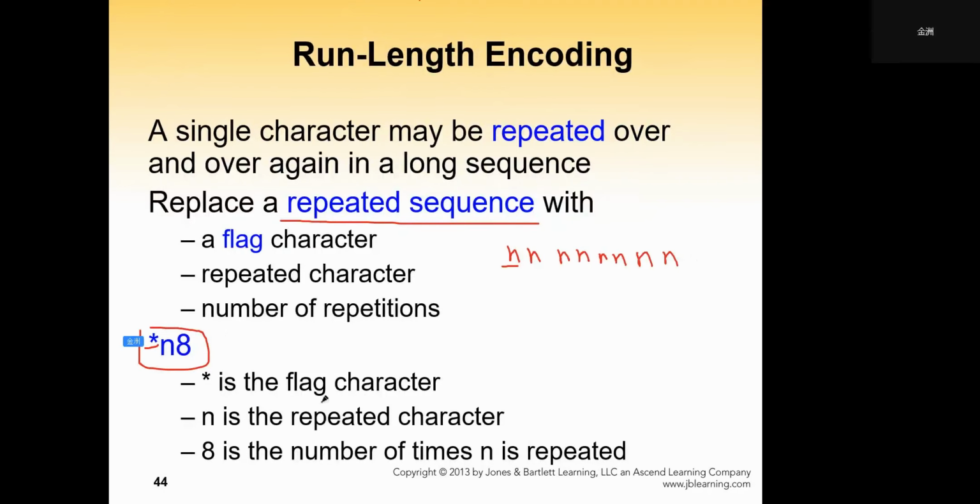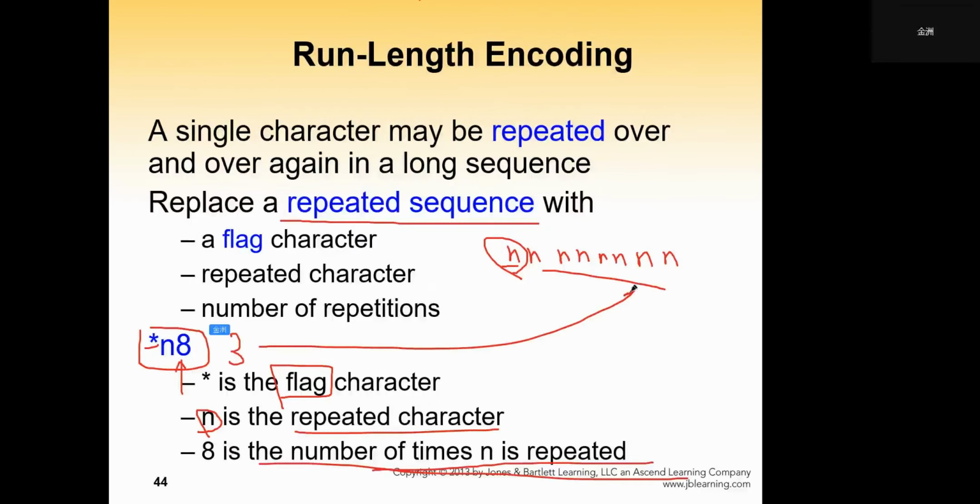We use a star to flag the character. It says that from this star, the following is a repeated character. So it's like a sign, a flag. Then the repeated character would be n, so we mark this one and the repeated character. And we use a number to represent how many times it repeated. Suppose it is 8 here, so we can use this string with only 3 characters to replace the original string. They are equivalent, but we only use 3 characters to represent the original 8.